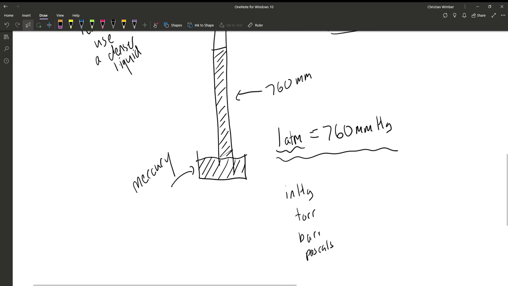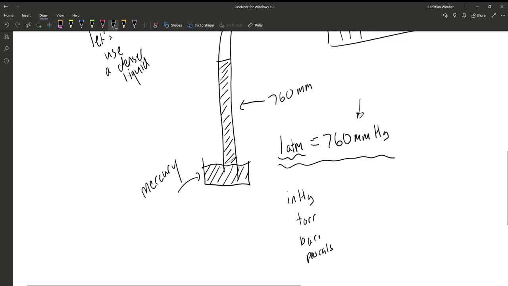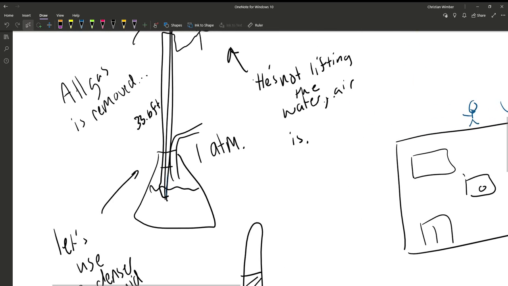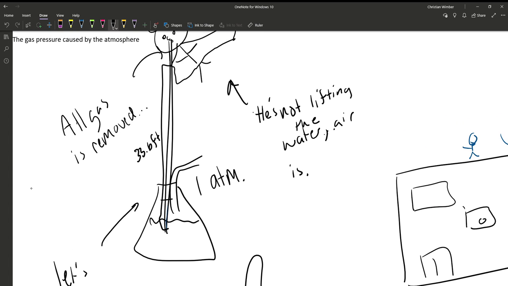What I'd like you to know is that normal atmospheric pressure is strong enough that it can hold up 760 millimeters of mercury. And that's a common measurement that we are going to use. I do expect you to have a concept of how the water is being lifted up the straw, not by Superman up here, but by the atmosphere, by all the particles hitting off this surface, and that even if you were to remove every single last particle, you can't get it past 33.6 feet.